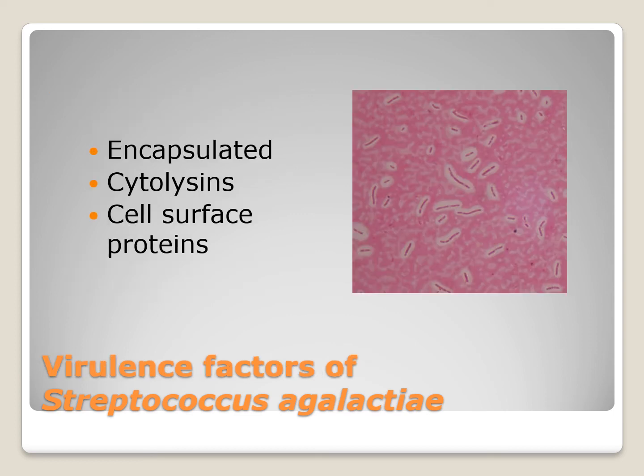Streptococcus agalactiae can be very virulent because it can be encapsulated. Now in that picture, those are gram-negative rods that are encapsulated, but I just want you to be able to see the capsule. Of course, Streptococcus agalactiae would be a gram-positive cocci that's encapsulated. They can also produce cytolysins and cell surface proteins. Those are all things that cause them to be more virulent.